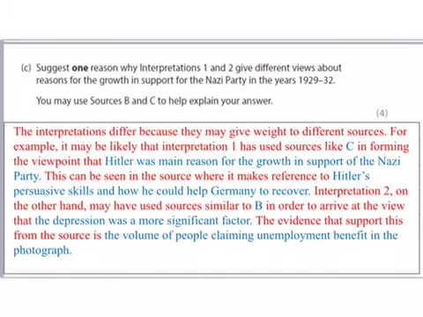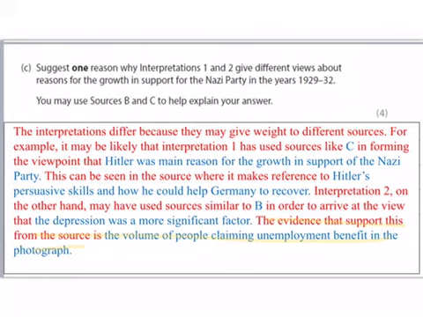And then I've got a contrast where I'm going to say that interpretation 2, on the other hand, may have used sources similar to B in order to arrive at the view that the depression was a more significant factor. So I've just stated the contrasting viewpoint there. So I've suggested the reason why they're different, but I'm now developing that with how. And then finally, the last part is the evidence that supports this from the source of the volume of people claiming unemployment benefits in the photograph.